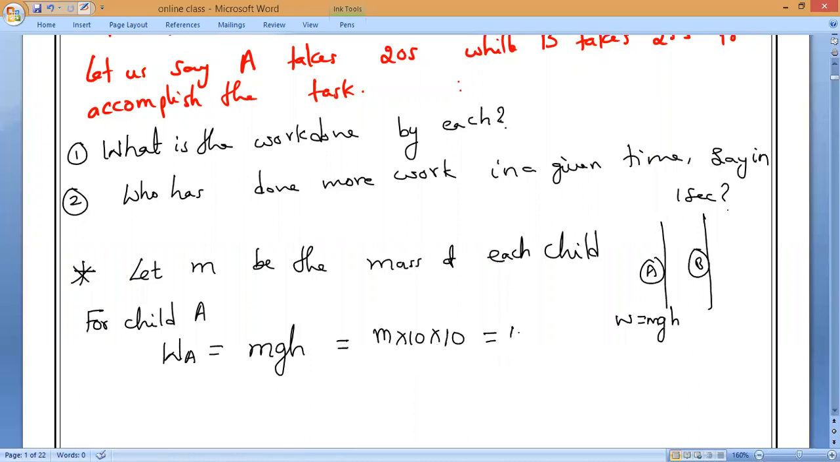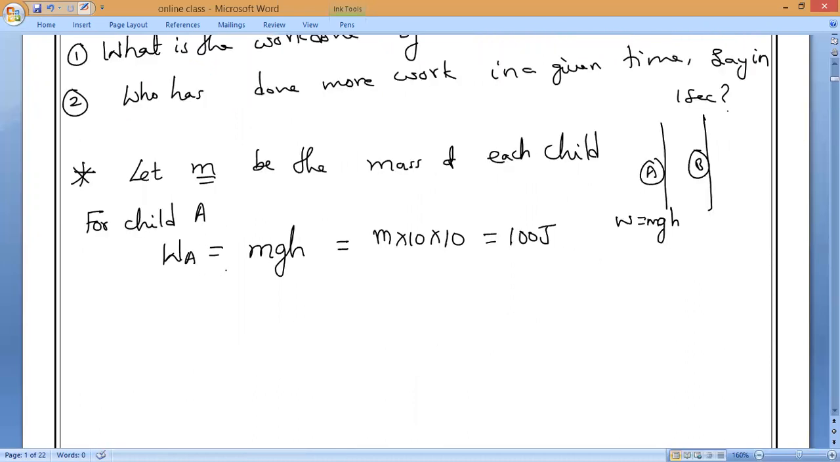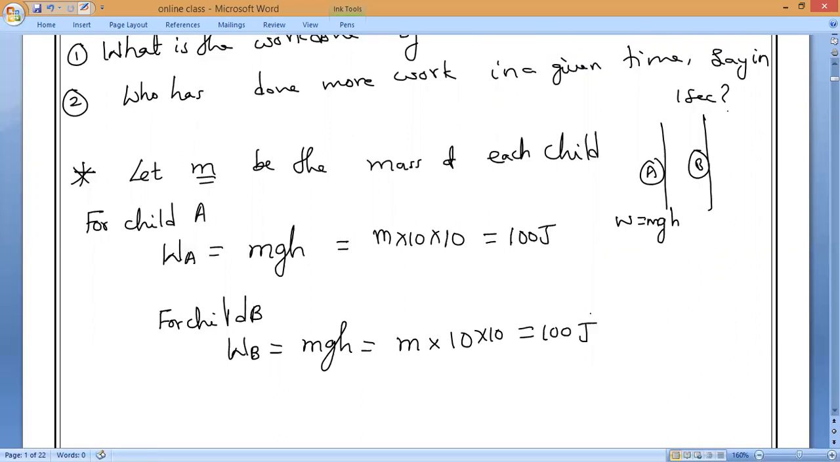So total work done is how much? 100 joules. Mass is constant for both, you can assume it as 1. Boy A and boy B, both you can assume as 1. Now for child B, tell me the work done. Work done is equal to mgh, same mass, into 10 into 10. Again, this is also 100 joules. So work done by both the children is how much, guys?